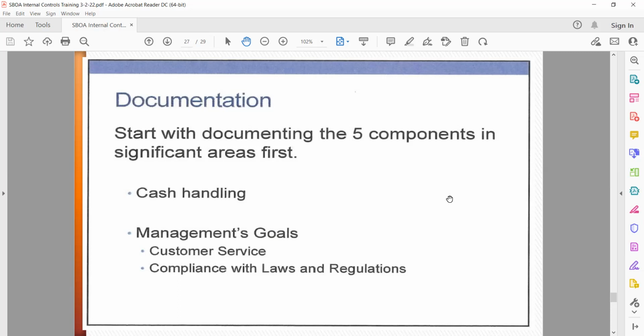making sure to consider all 5 internal control component areas for each of the significant areas. Management goals include customer service and compliance with laws and regulations. You want to make sure that you have documentation for the controls that are in place for meeting management goals.